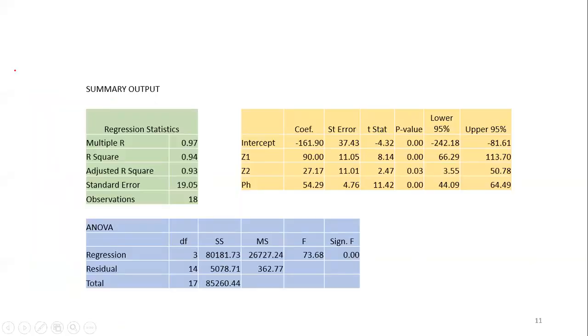Okay. So it turns out that, let's look at this. So this is my intercept, minus 161.90. So this is my model. Y is equal to minus 161.90 plus beta 1, which is this one, okay, 54.29 times x1, right? Plus 90 times z1, and the second one is plus 27.17 z2.